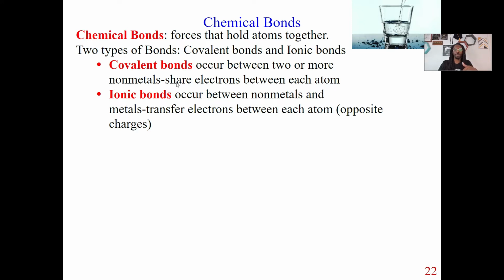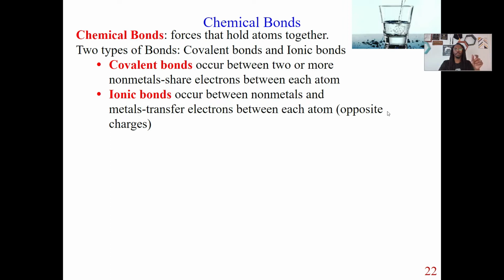Now, this is different from ionic bonds. With ionic bonds, we're going to see a bond between a metal and a nonmetal. The key thing with ionic bonds is that they actually transfer electrons between each atom. So they transfer electrons. They're not sharing. Somebody's giving electrons, someone's taking an electron. There's a transfer of electrons going on between this nonmetal and metal.